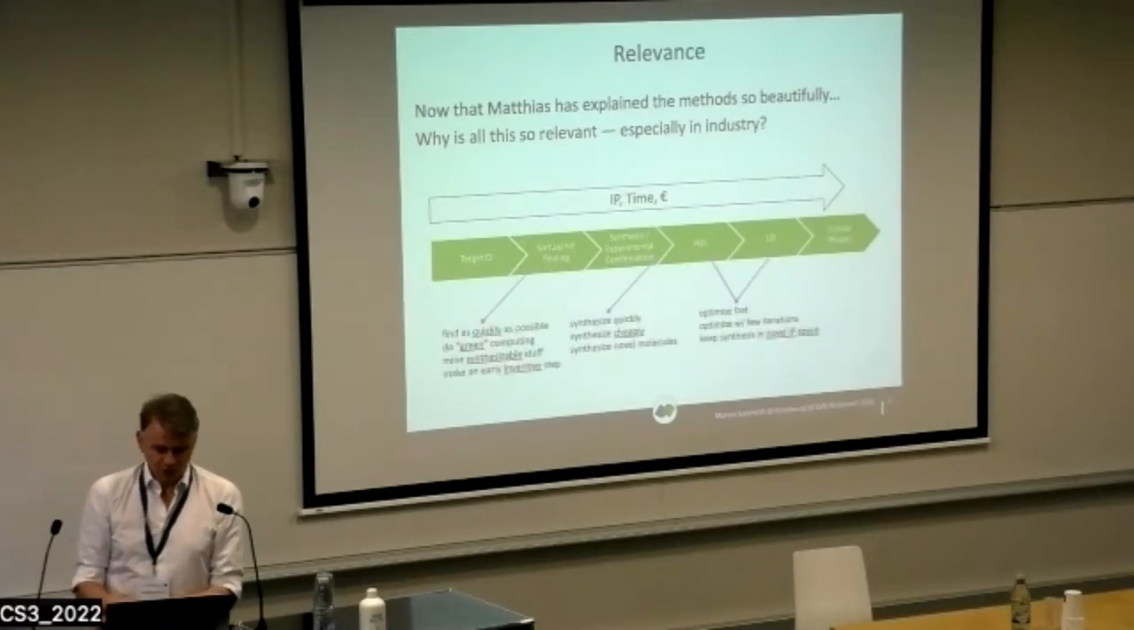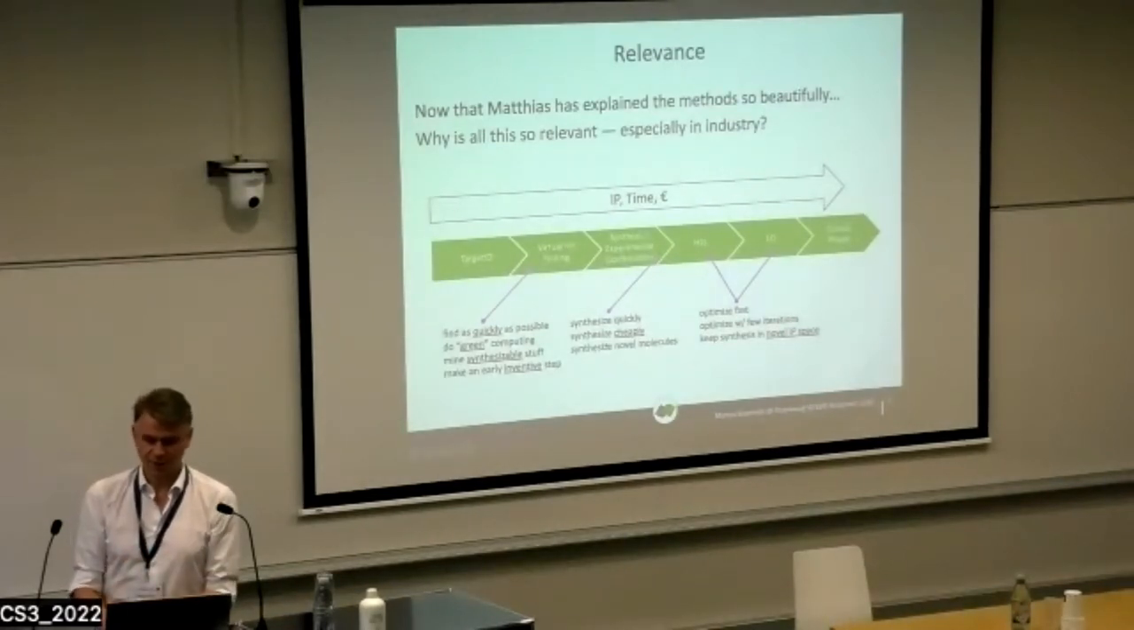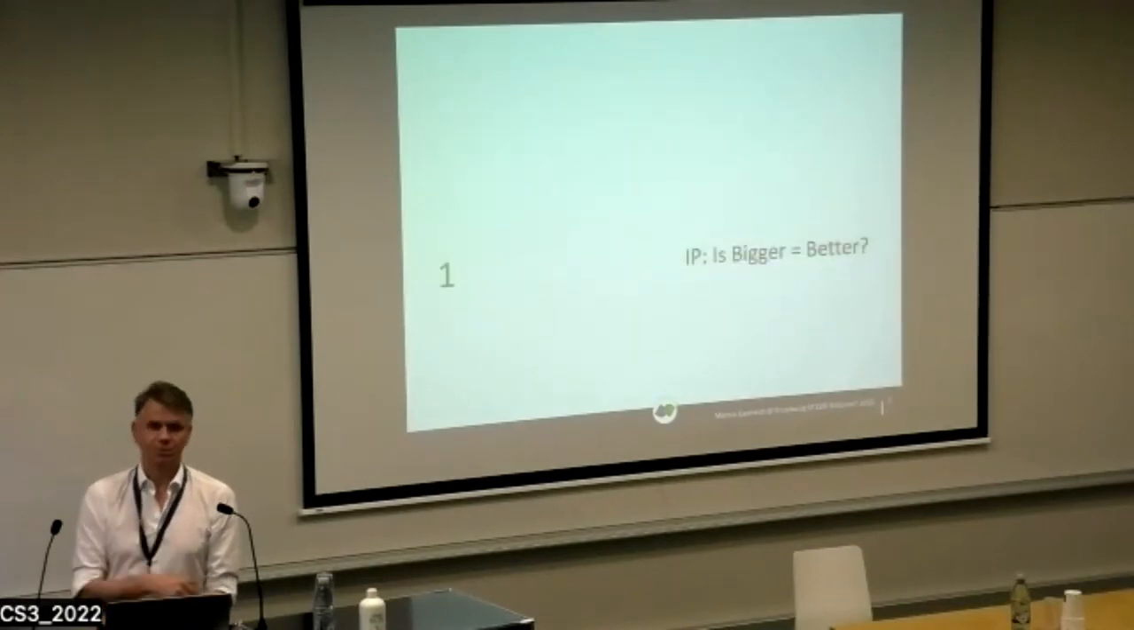So we need to actually find stuff quickly. Ideally, we do green computing, so that means we do not consume a lot of energy. And in the end, we have synthetically accessible results. We had this before. And even better if we target directly novel IP space, so space where we can patent stuff.